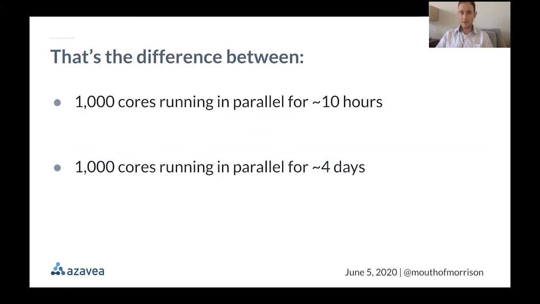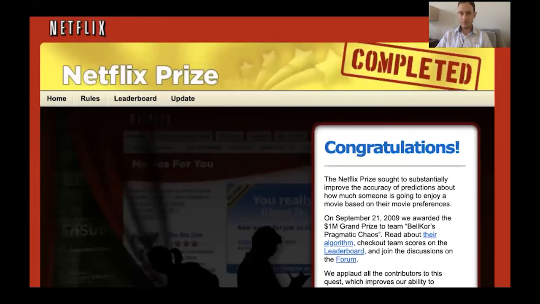If we think about that in parallelized terms, because you can often parallelize this process over many computers, we're talking about the difference between 1,000 CPU cores running for 10 hours and 1,000 CPU cores running in parallel for 4 days. Very big difference. And this has been a problem since the very beginning of trying to incentivize machine learning for practical use cases.